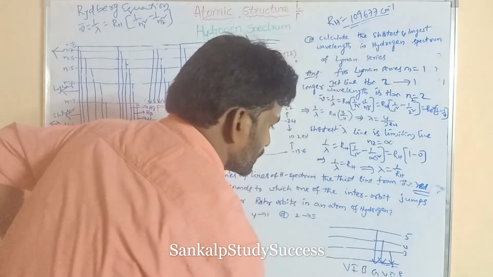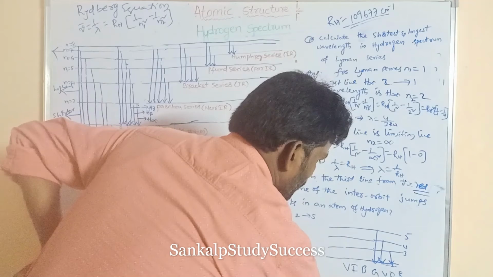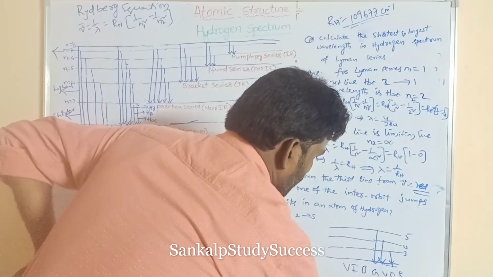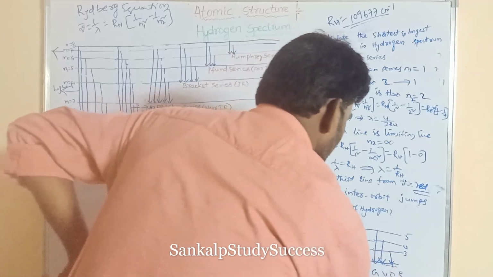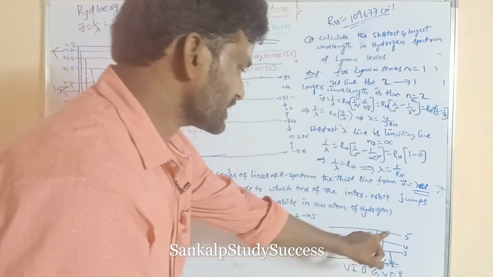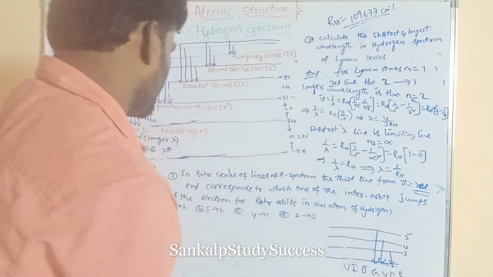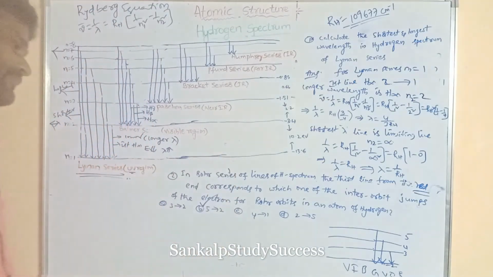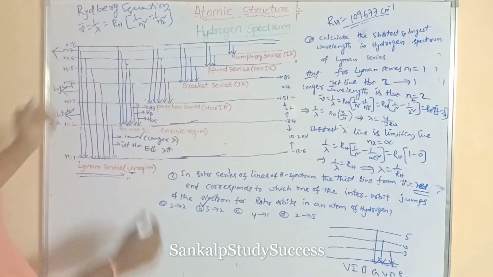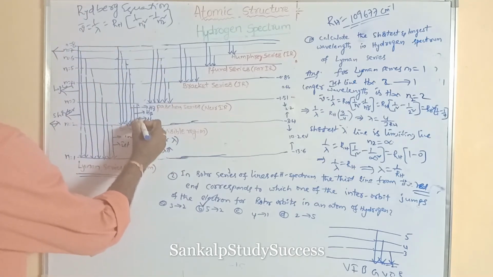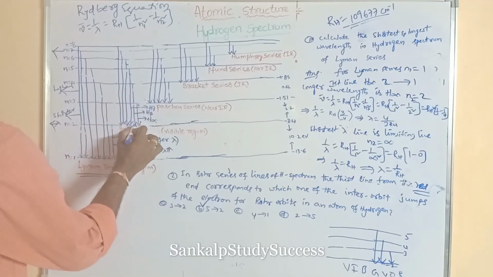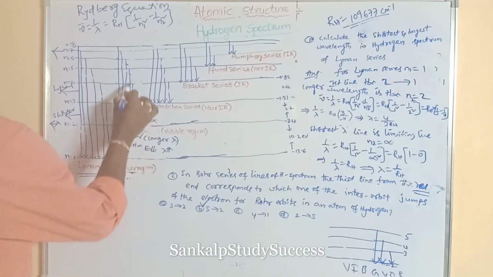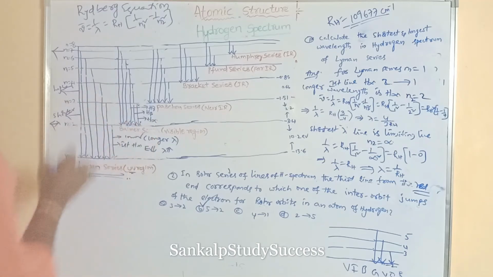So the third line means which color? This is the red color, this is orange, this is yellow. Yellow color line. So which transition? 5 to 2. That is right. So what is the third line? This is the Balmer series. Balmer series first line is 3 to 2, second line is 4 to 2, third line is 5 to 2.